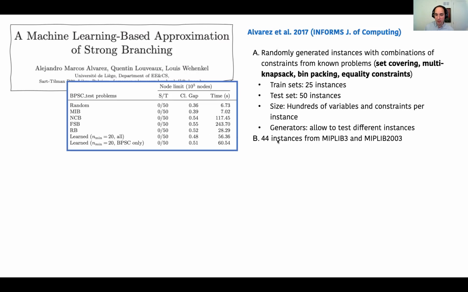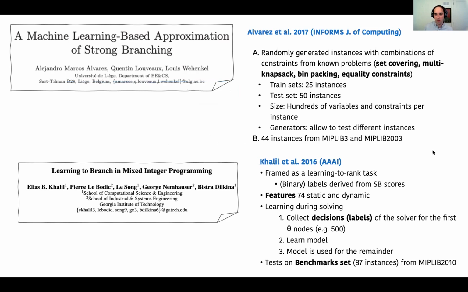The second thing they do, the second study here, is they look at 44 instances from MIPLIB and MIPLIB 2003. And so in this case, they're looking a lot more at heterogeneous instances through these standard MIP benchmarks. So that's one example.